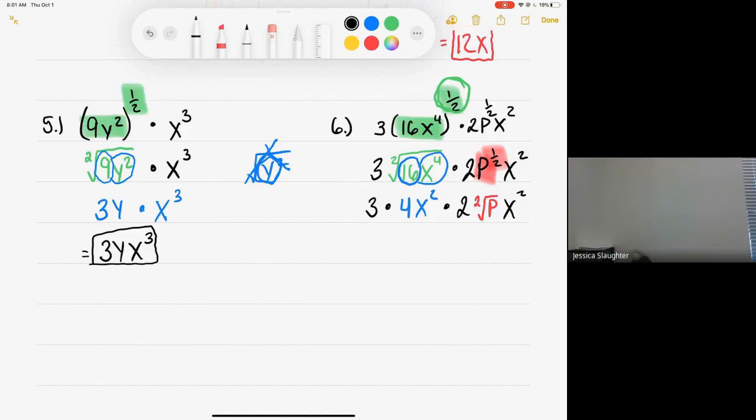All I'm going to do is combine like terms. I'm going to multiply 3 and 2. I have an x squared and another x squared here. I also have a 4 that I can multiply by 3 and 2. So here we go. 3 times 4 times 2, 3 times 4 is 12, times 2 is 24. X squared times x squared is x to the 2 plus 2 power. And then I still have that square root of p. This will be 24 x to the power of 4 and the square root of p.